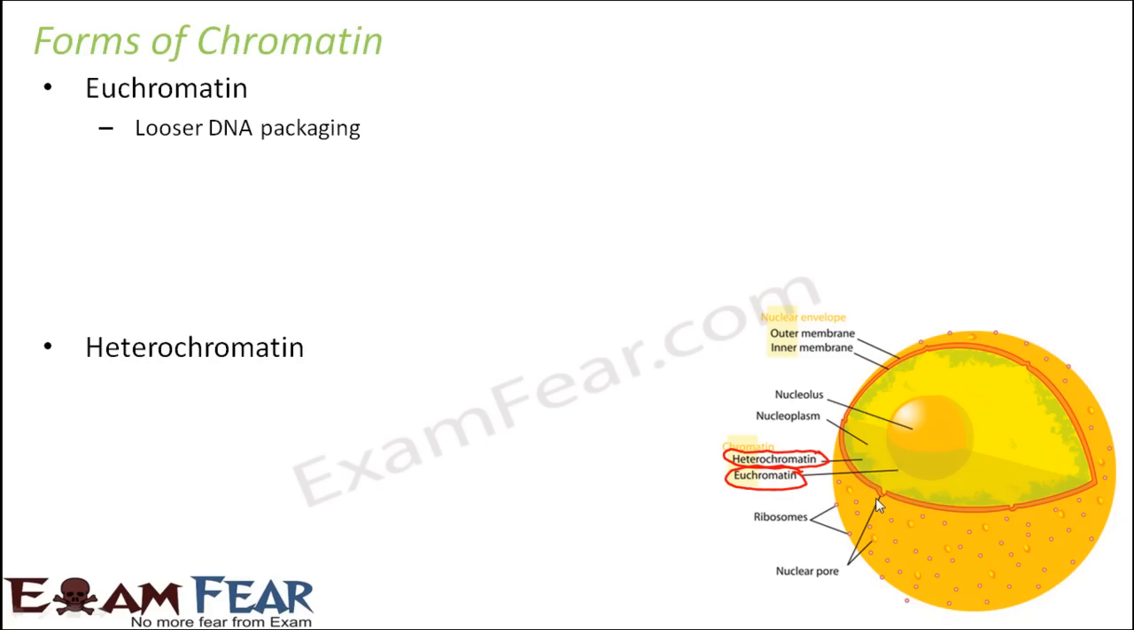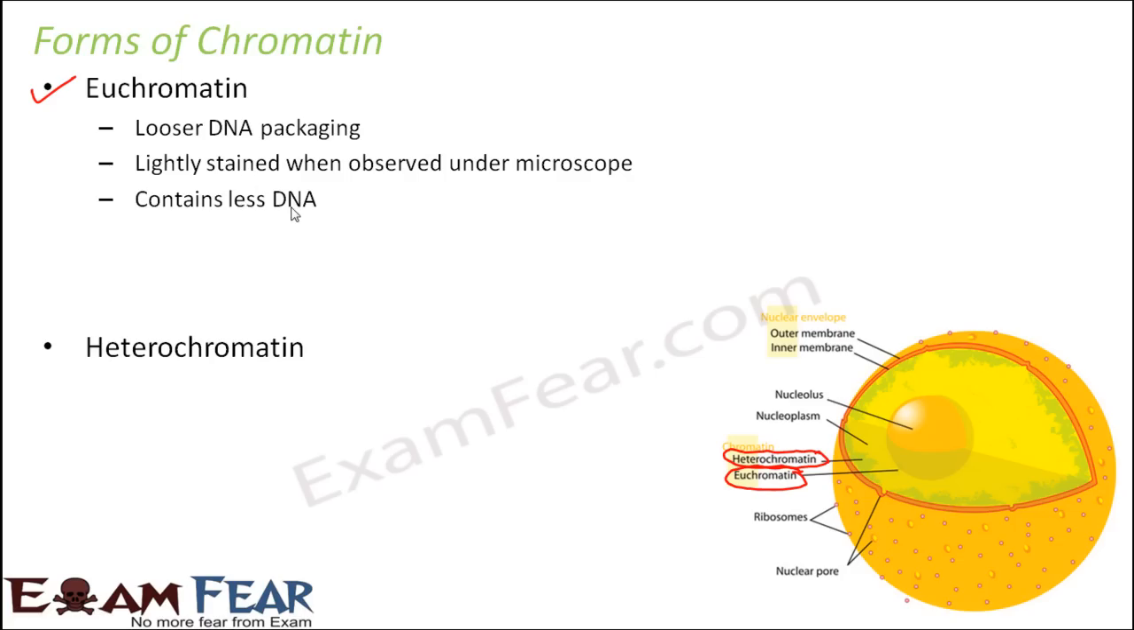So what is that green structure? That green structure represents the presence of DNA. So euchromatin has looser DNA packaging. It is lightly stained when observed under the microscope. Since it has a lesser amount of DNA compared to heterochromatin, it is lightly stained. The greater the amount of DNA, the more staining will be seen under the microscope. It contains less DNA.